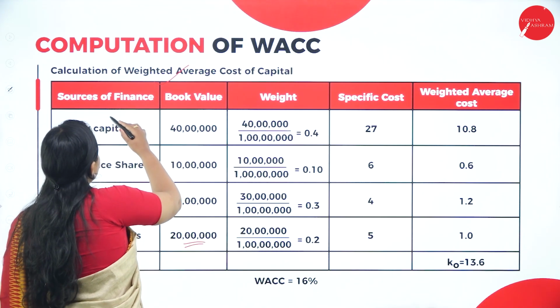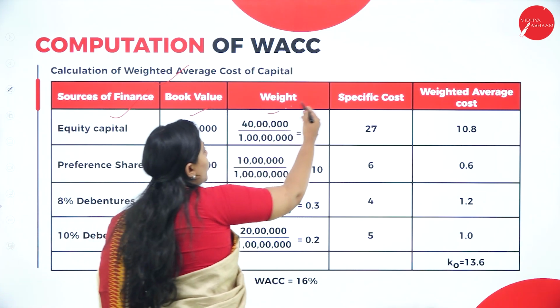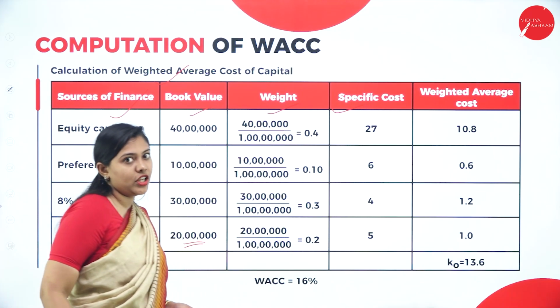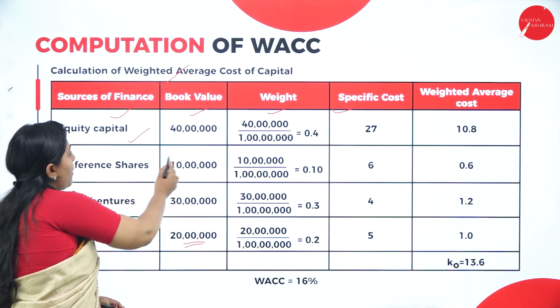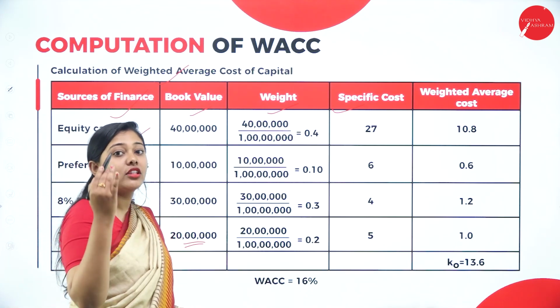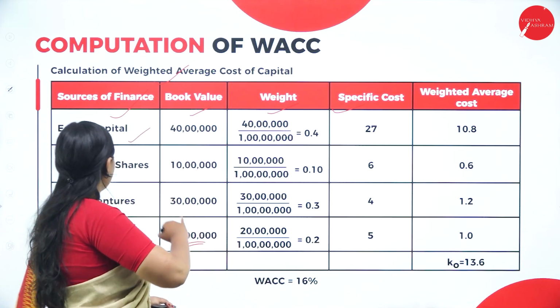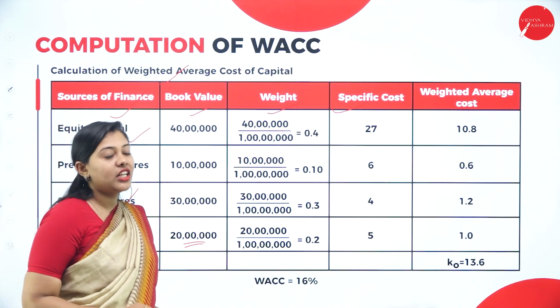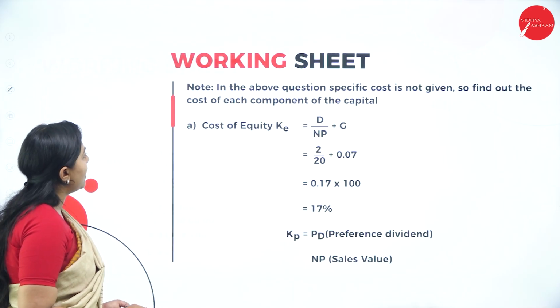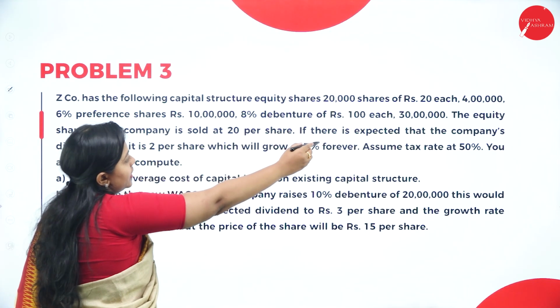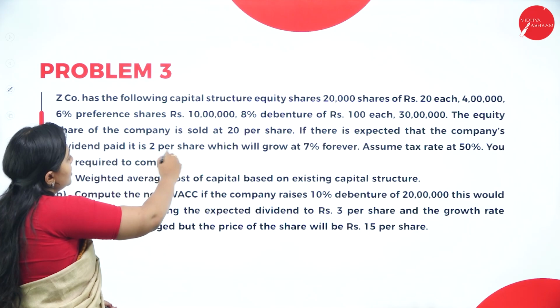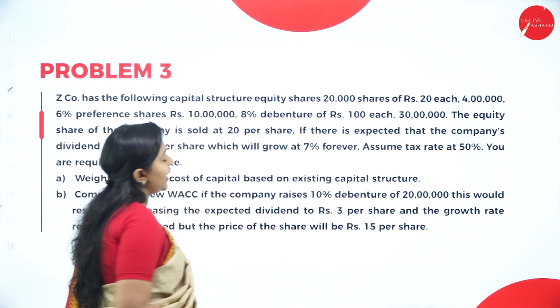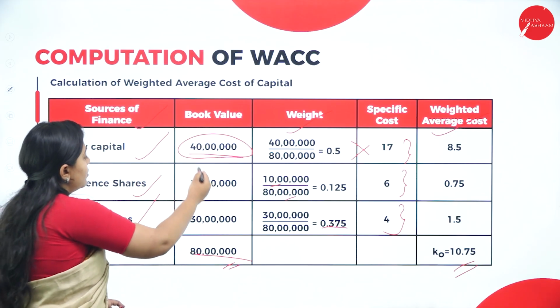What is the format? Sources of finance, book value, weight, specific cost and weighted average cost. So equity capital, the book value is 40 lakh, preference share 10 lakh in the question, and 8% debenture 30 lakh in the question. We have calculated that. So 30 lakh, 10 lakh and 40 lakh, that is the weight that we have calculated.